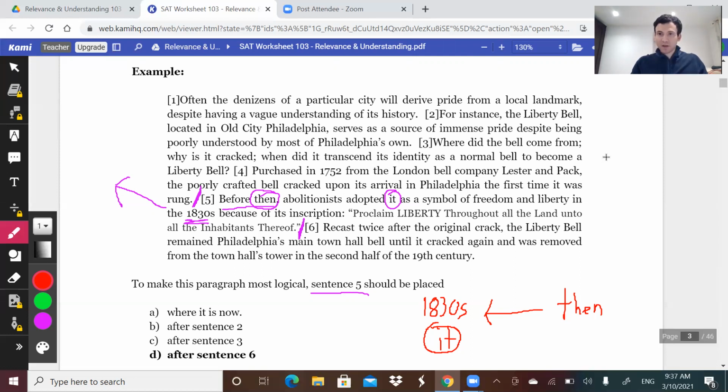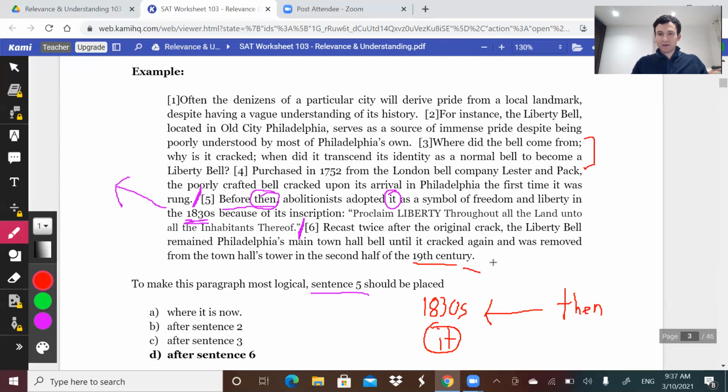So this seems like a clear topic sentence. Let's keep on reading. Purchased in 1752 from the London Bell Company, Leicester and Pack, the poorly crafted bell cracked upon its arrival in Philadelphia the first time it was rung. Recast twice after the original crack, the Liberty Bell remained Philadelphia's main town hall bell until it cracked again and was removed from the town hall's tower in the second half of the 19th century.